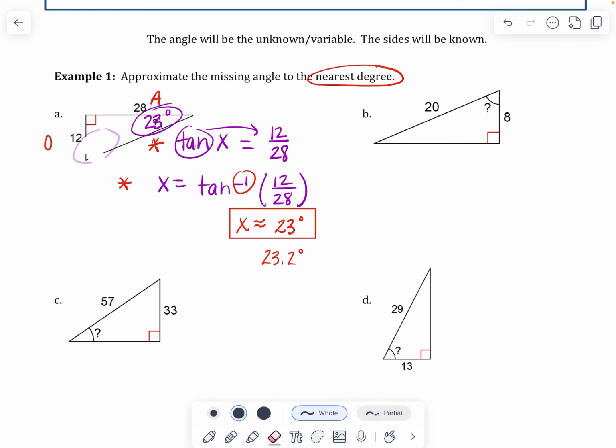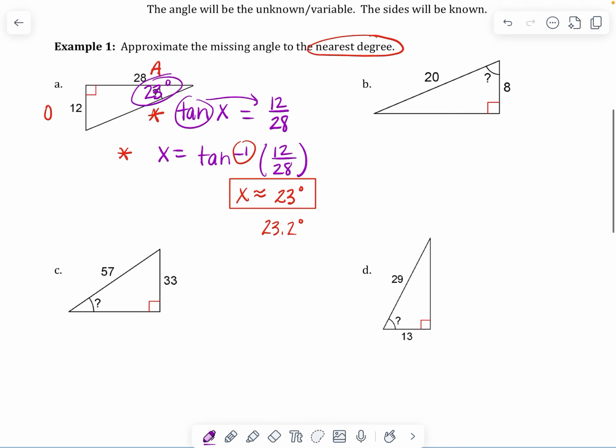So on tonight's homework, I'm not asking you to get that second angle. It's something we'll be doing at the end of the chapter. For right now, I'm just asking you to solve for the one missing angle that has the question mark on it. All right, so let's just do it a couple more times. This is usually a lot easier than solving for missing sides.